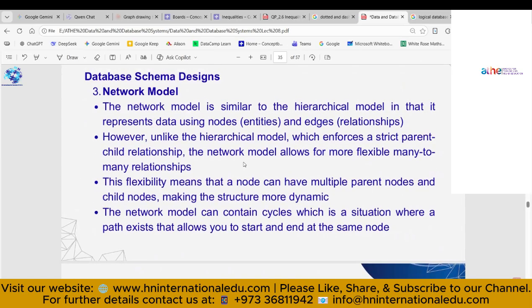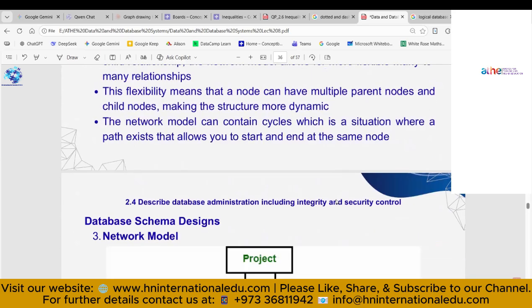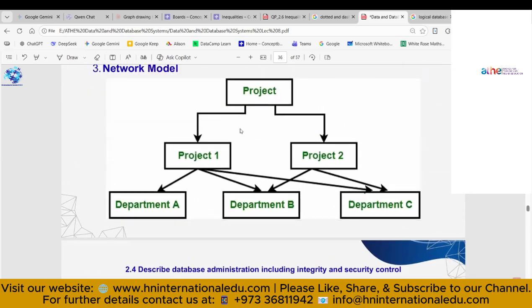The network model is not like this. It has flexibility, meaning that a node can have multiple parent nodes and child nodes, making the structure more dynamic. So it looks like this. Now you can see there is a parent project here. It has two children, project one and project two. But now this project one has multiple children, like department A, department B. It's also having a relationship with department C, which is actually a part of project two. So that's a many-to-many relationship right there.